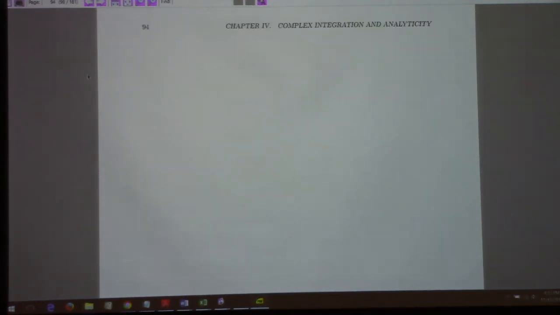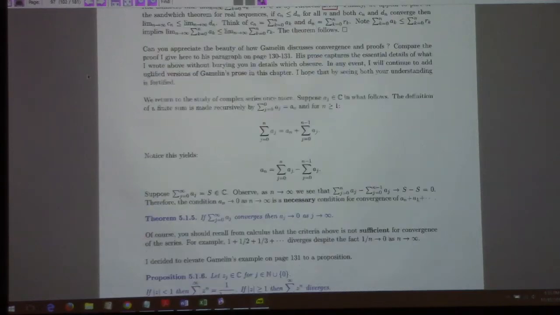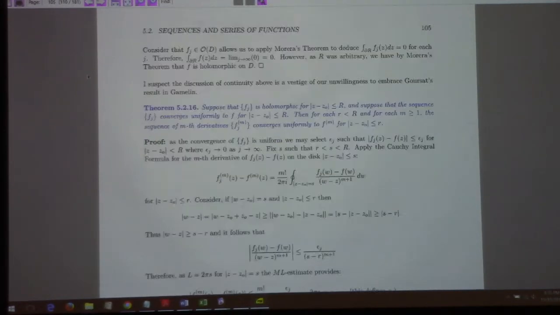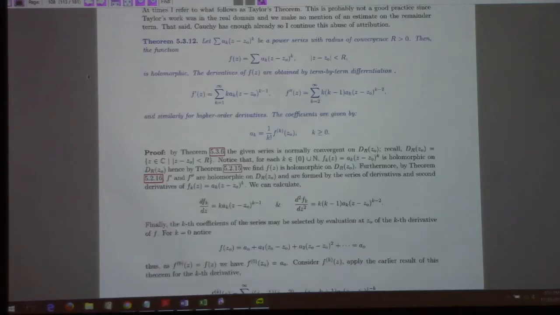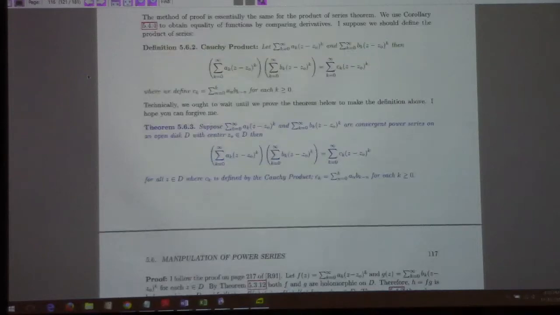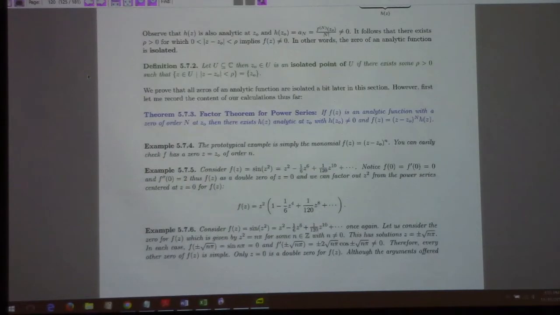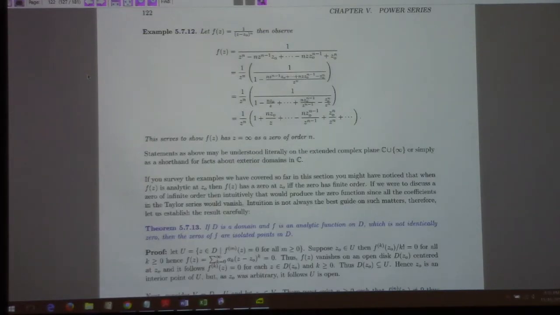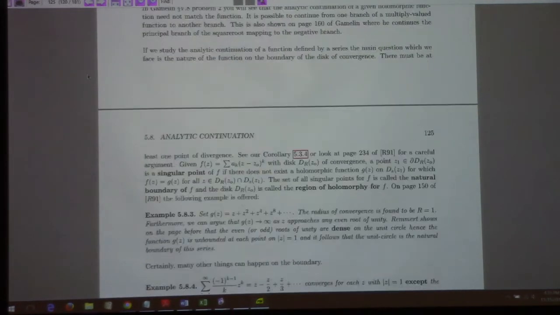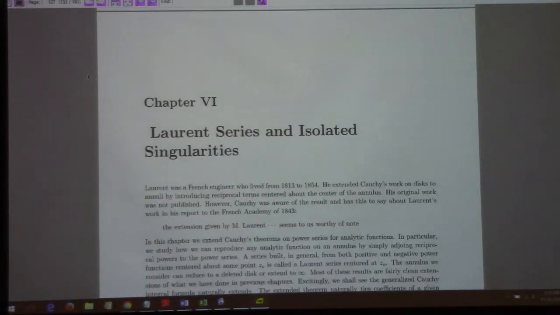Yeah. Fun stuff. Power series. Yeah, I spent a while developing power series. It's great. Come on. If I was smarter, I would have looked at the table of contents, right? Sorry, it's too late.